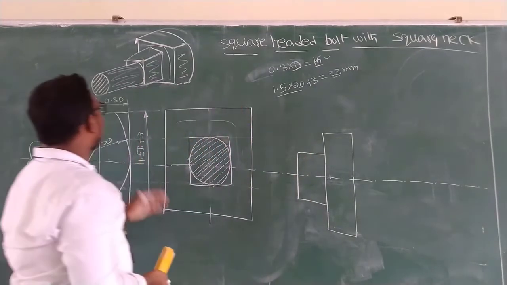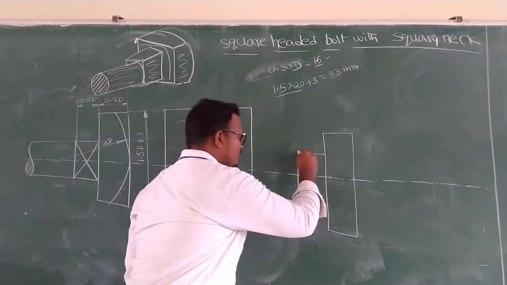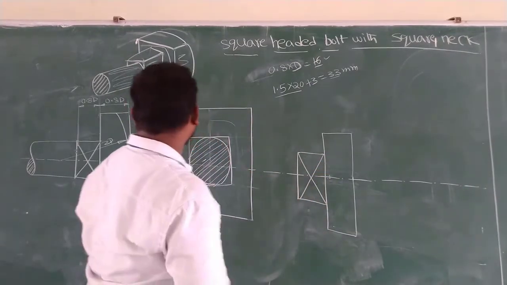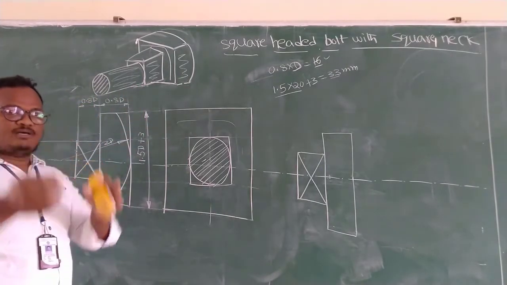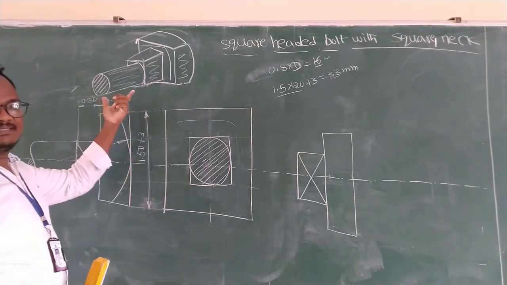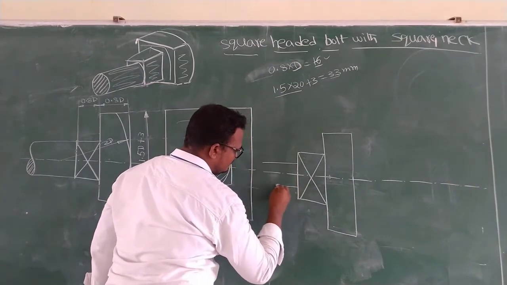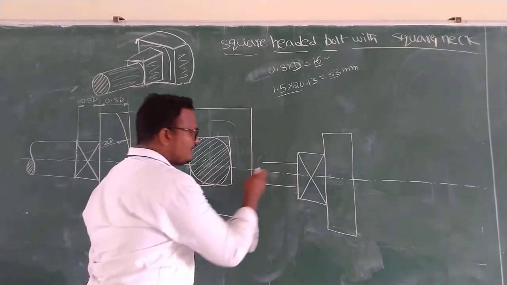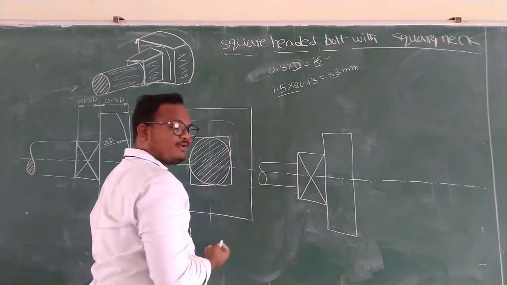Okay, so from the side view, this is the square one. So we have to represent like this. After that, diameter d. Okay, but if you want to represent the length of the shaft, no need to take the length. You can take anything. Like this way you can take any length, and then finally you have to draw like this.